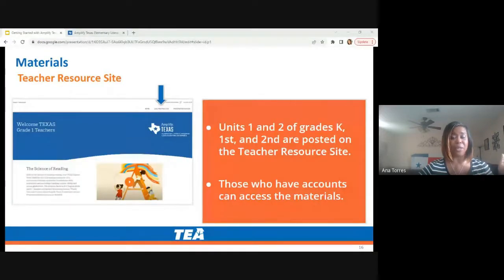I want you to know that units 1 and 2 of grades kinder, first, and second are posted on the teacher resources site. Those who have accounts will be able to have access to those materials. I'm also going to show you where those materials are a little bit later on in the session. I'm going to go to that teacher resources site and show you where these materials are digitally.